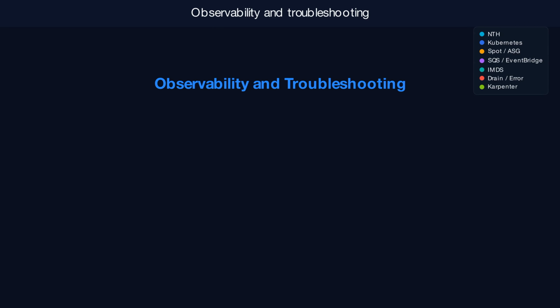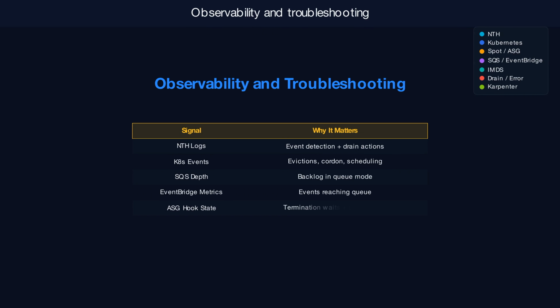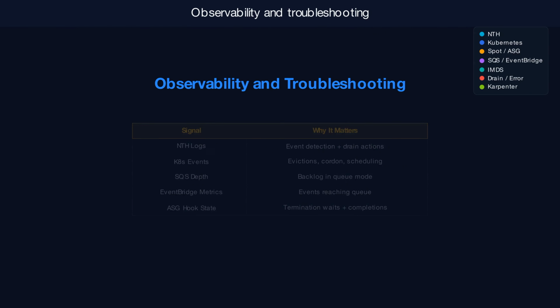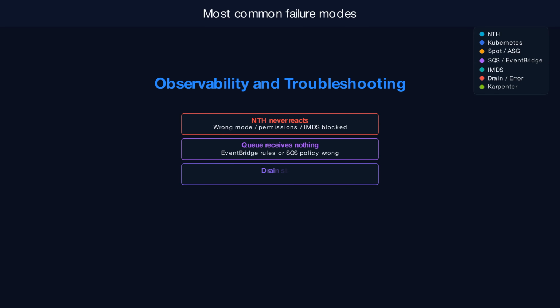Here is what to monitor. NTH logs are your primary truth. They show event detection and drain actions. Kubernetes events reveal evictions, cordon activity, and scheduling decisions. In queue mode, watch SQS queue depth for backlog and EventBridge delivery metrics to verify events are reaching the queue. The most common failure modes are predictable.